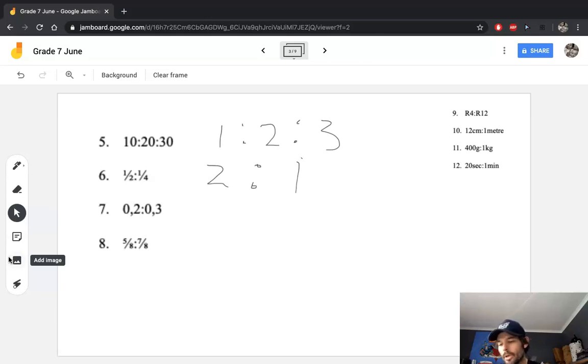0,2 and 0,3, we said we were going to multiply both numbers by 10, and if I do that, I have 2 is to 3. Okay, so 0,2 times 10 is 2, 0,3 times 10 is 3, so that's my simplified ratio.